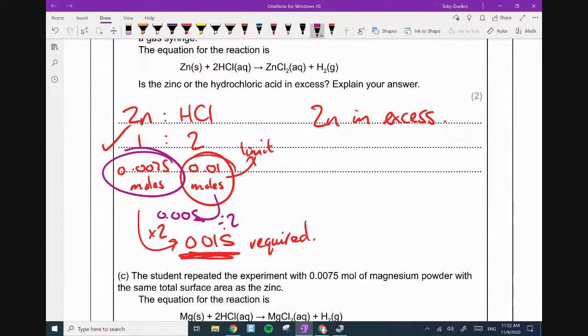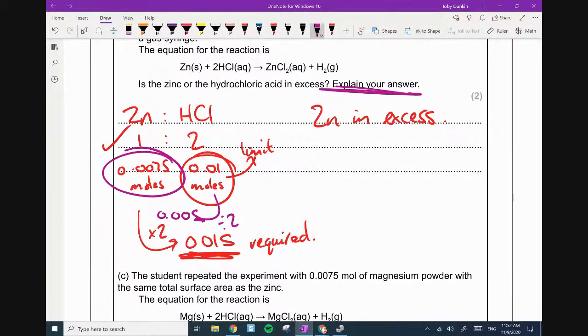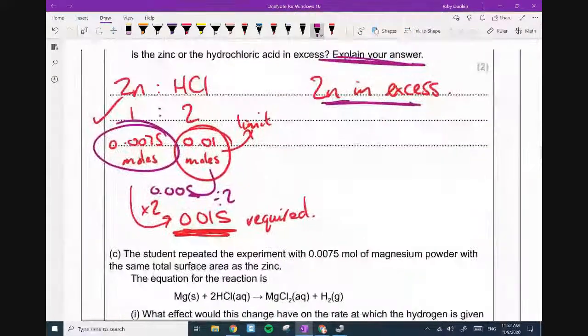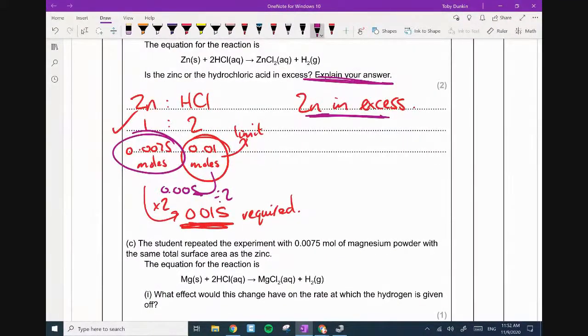But you had to show your working, explain your answer. Without the explanation, you can't get the second mark. And then zinc in excess. So I know excess questions are tricky. I do. They're one of the ones that even at A level, they really struggle with.